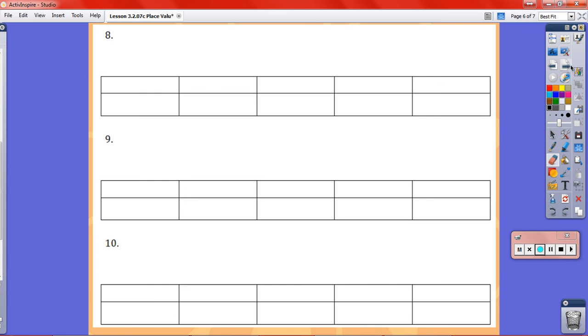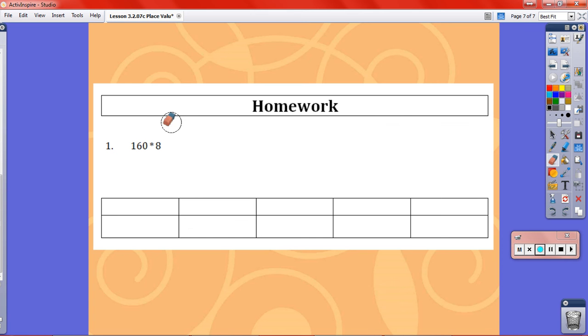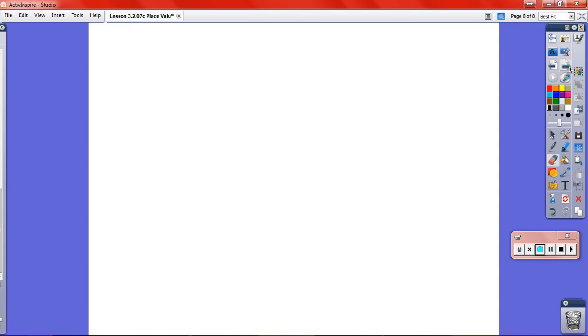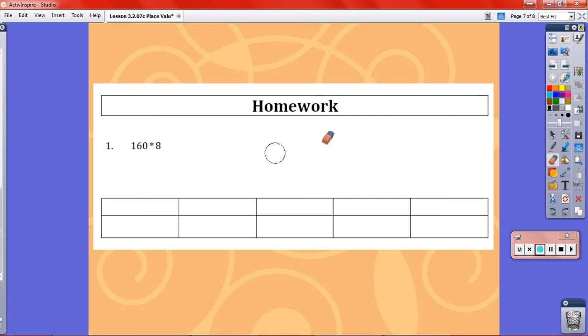And then kids have more room to practice, and then the homework, which is more of the same.